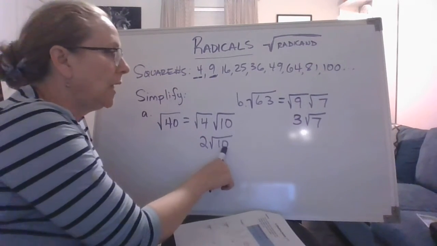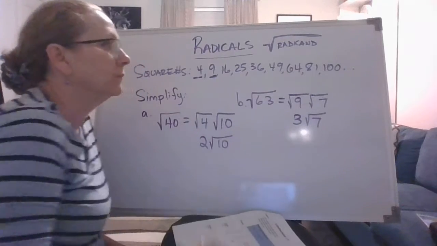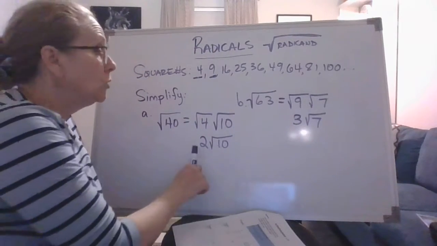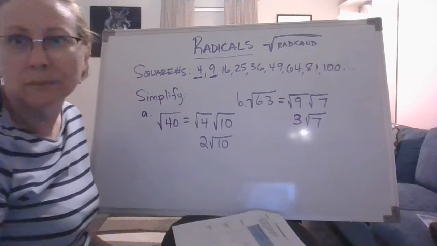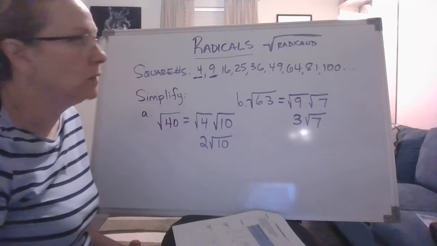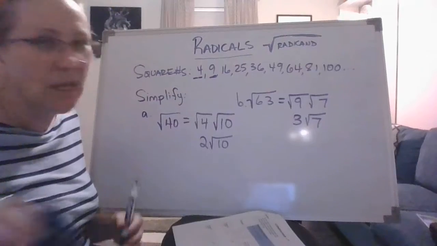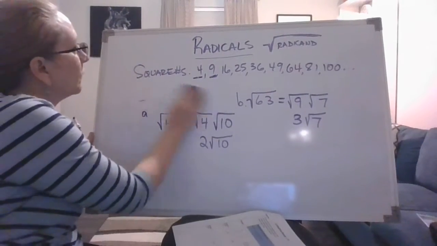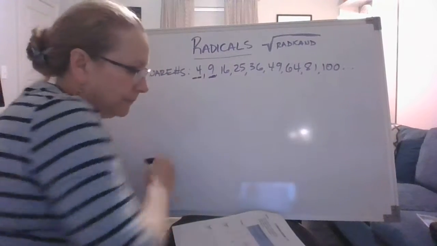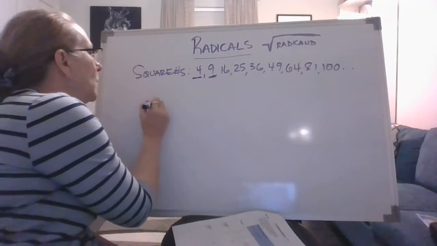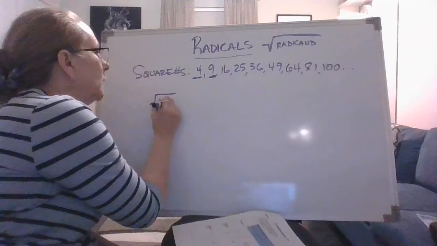2 root 10, 3 root 7. Okay? You could say 2 radical 10 or 3 radical 7. It's just kind of awkward, so we just say root, meaning square root. Next one, we're still simplifying. I'm just making a little bit more space. All right, how about the square root of 15?